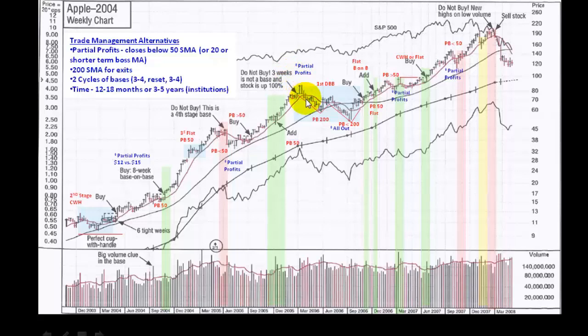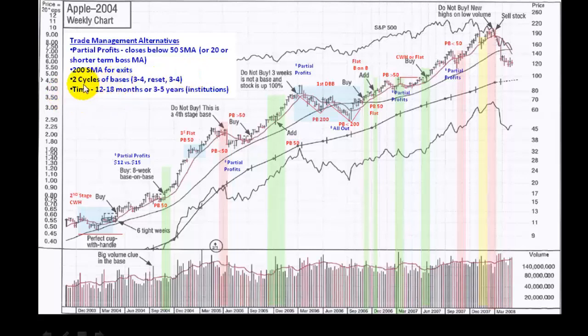You could maybe take partial profits when it breaks the 200-day, or you could go all out when it breaks the 200-day. There's a lot of discretionary choices. Something else you want to think about is how many bases this stock has formed, and how many cycles of bases. So you have 1, 2, 3, 4 bases. Maybe it corrects, it resets the base count, and then again you have 1, 2, 3, 4 bases. You've got to know that the party is starting to get late.